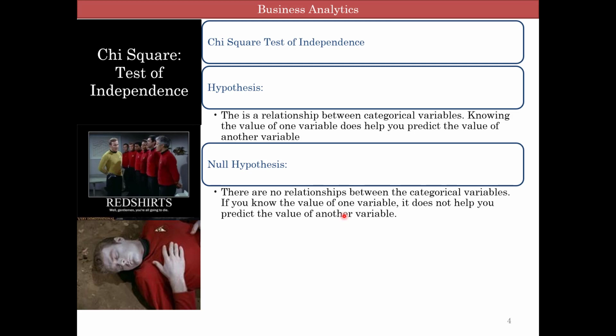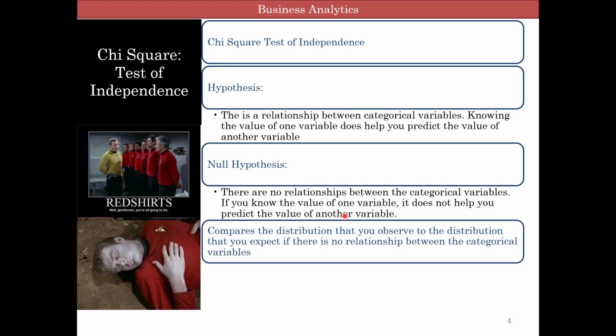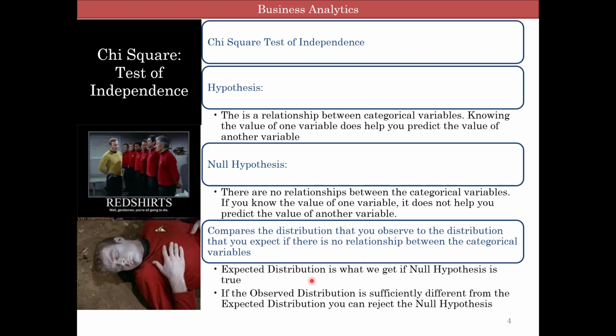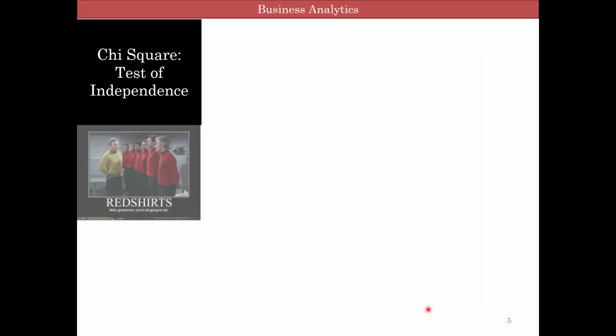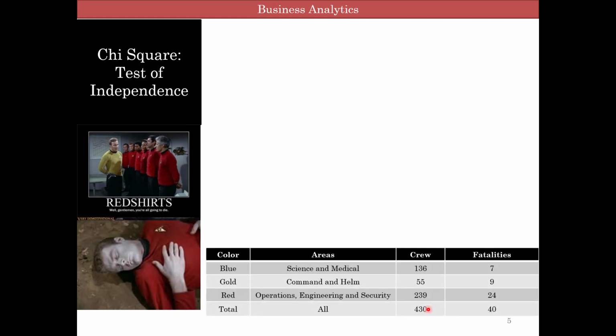So the null hypothesis is there is no relationship. If you know the value of one, it does not help predict the value of the other. What we do is compare the distributions that we observe to the distributions we expect if there is no relationship between the categorical variables. The expected distribution, and we'll talk about expected values a lot, is what we get if the null hypothesis is true. Now, if the observed distribution is sufficiently different from expected, you can reject the null hypothesis. So let's go about with this example.